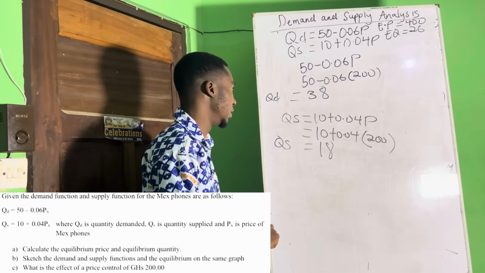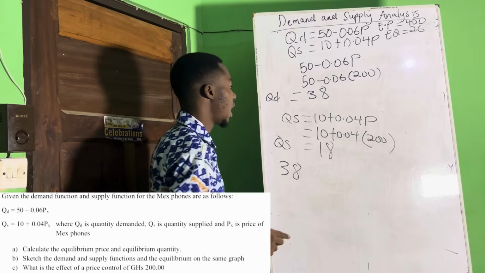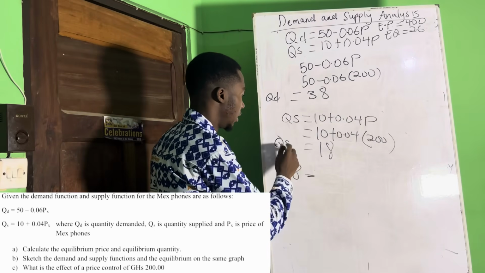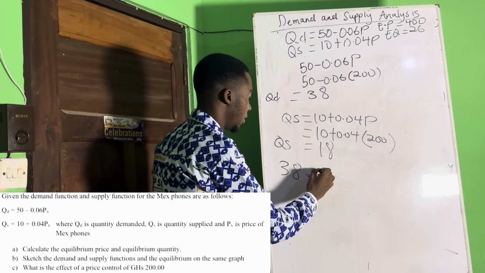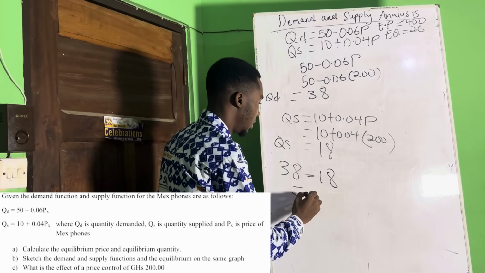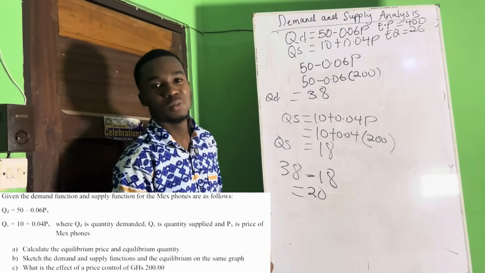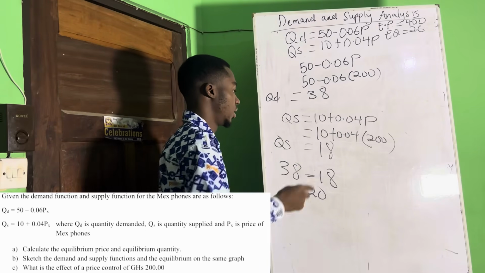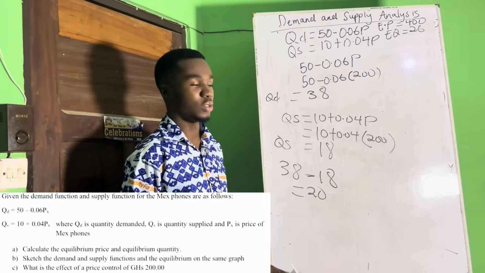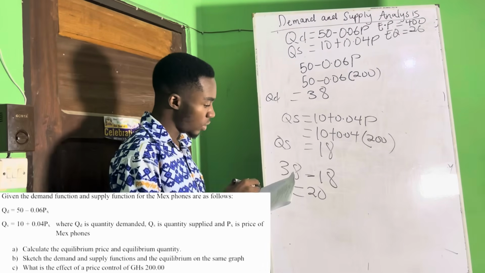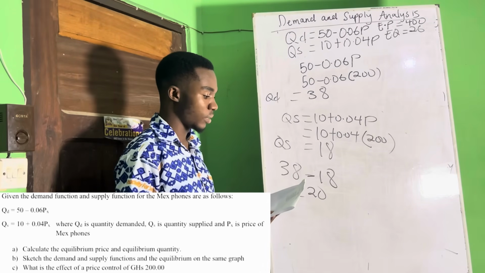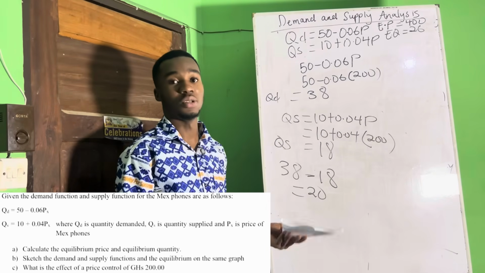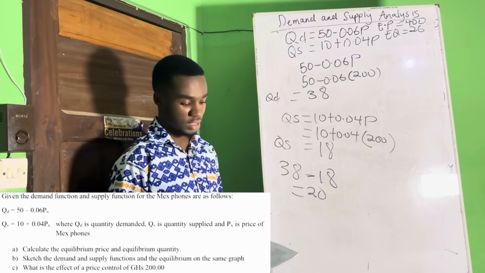So it's 38, which is how much the consumers want, minus how much the producers are supplying. So it's 38 minus 18, and you get 20. It means there's going to be a shortage of 20. The producers are only producing 18, but the consumers want 38. So you can conclude that when they ask what the effect of a price control of 200 is, after solving all like this, you can say that when a price control of 200 cedis is introduced, there will be a shortage of 20. So that's how we go about it.